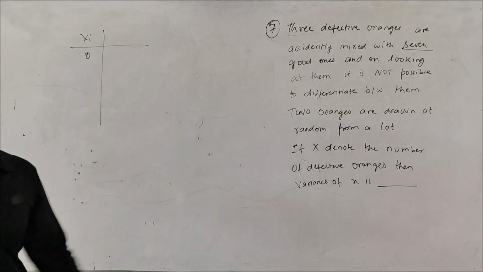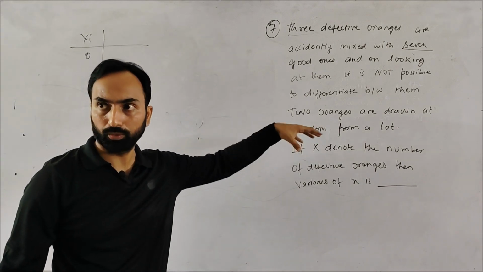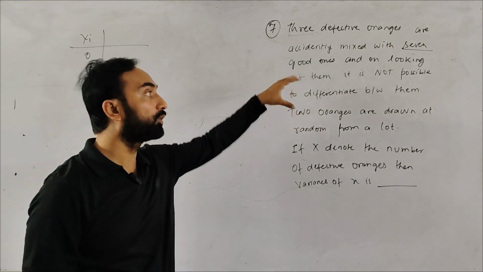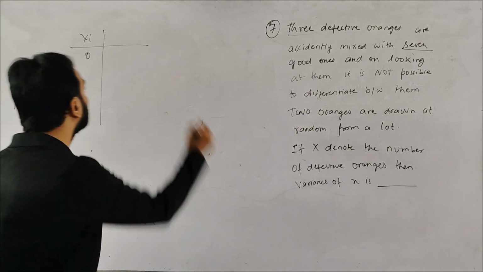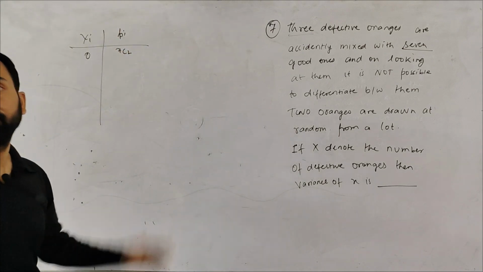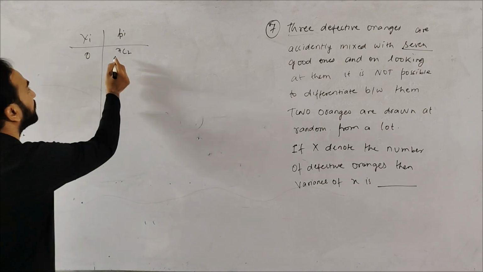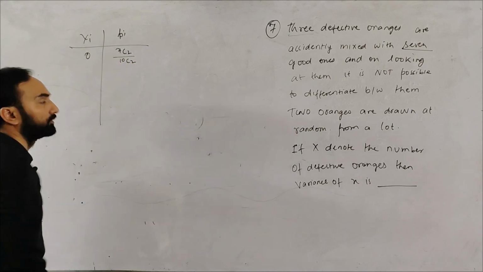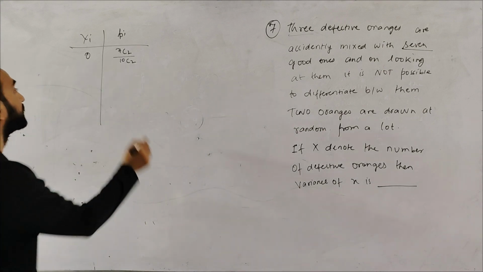Xi will be 0. Let's suppose 0 defective oranges. Out of 2 there is 0 defective orange, so I want all the good oranges only. So this is possible only in the case of what? Pi will become 7C2 divided by 10C2. Correct? Keep on doing the calculation.